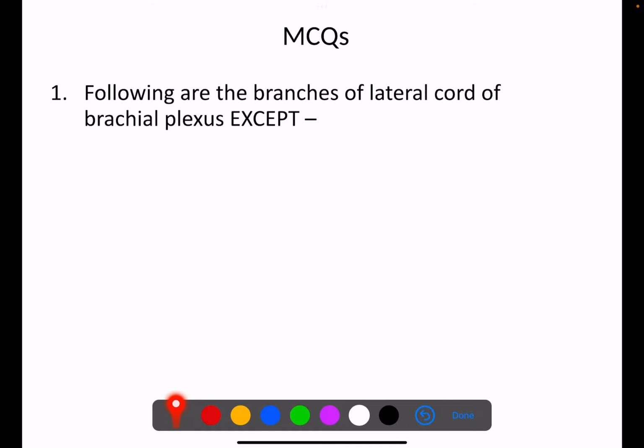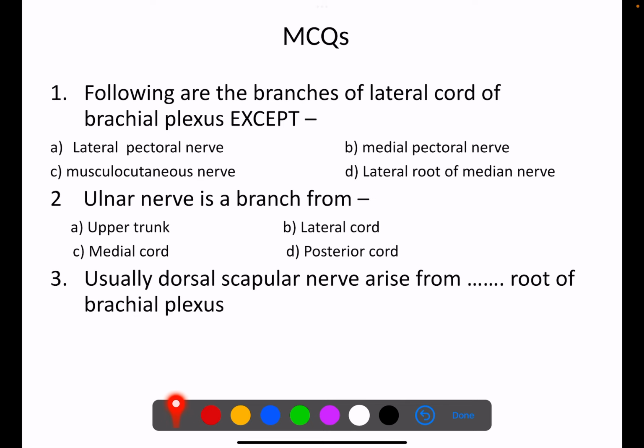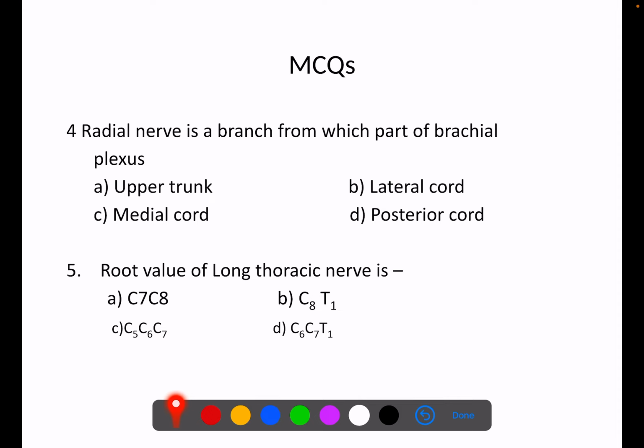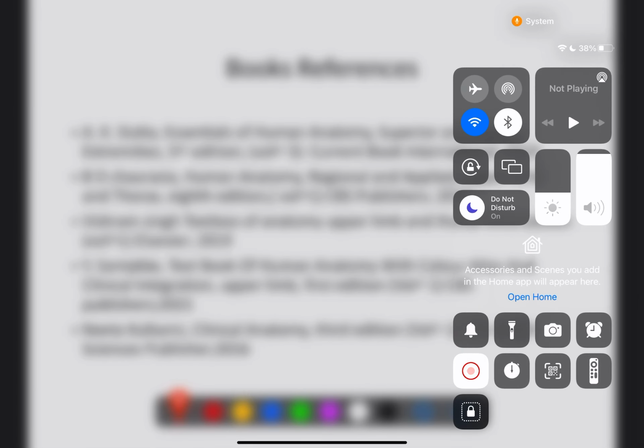The number of MCQs are asked. These are: following are the branches of the lateral cord of the brachial plexus. So when you know the answer, the distractors you can find. Ulnar nerve is a branch from, right? Then usually dorsal scapular. Why usually? Because in prefix, postfix it will change. So you need to check the root value. Then radial nerve is a branch from which part of the brachial plexus? Root value of long thoracic nerve. Right? These are the references. This is all. Thank you very much.